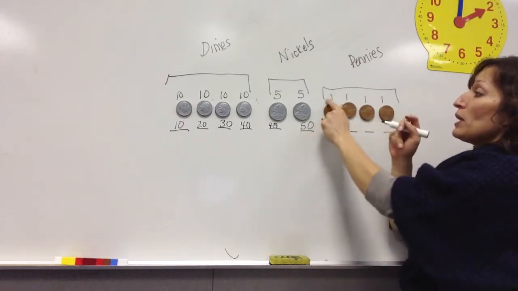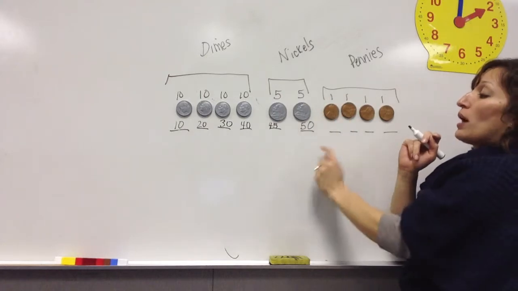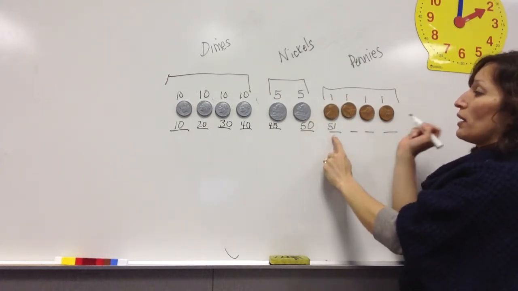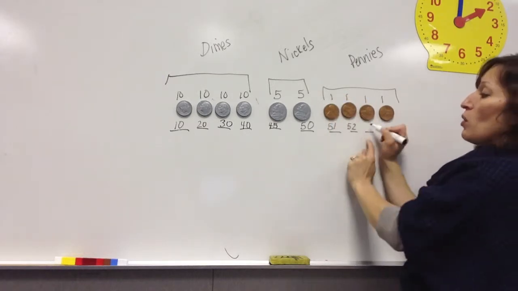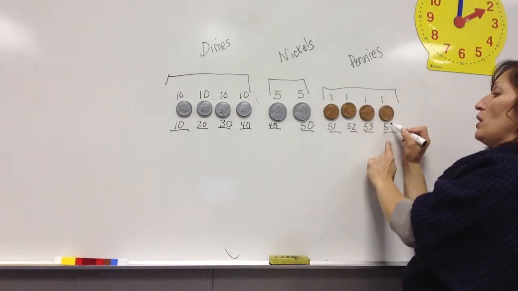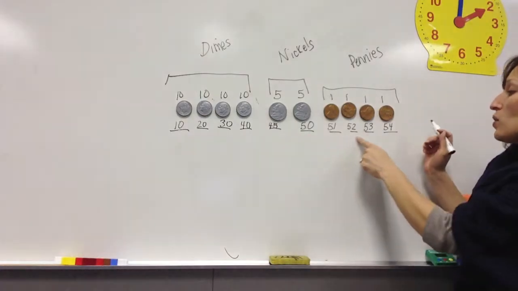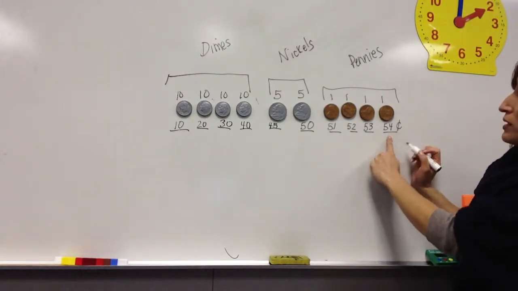Now the value of my new coin is not worth 5, it is not worth 10, it's worth 1. 50 plus 1 more, 51 plus 1 more, 52 plus 1 more, 53 plus 1 more, 54. My total value of all these coins together is in my last line, 54 cents.